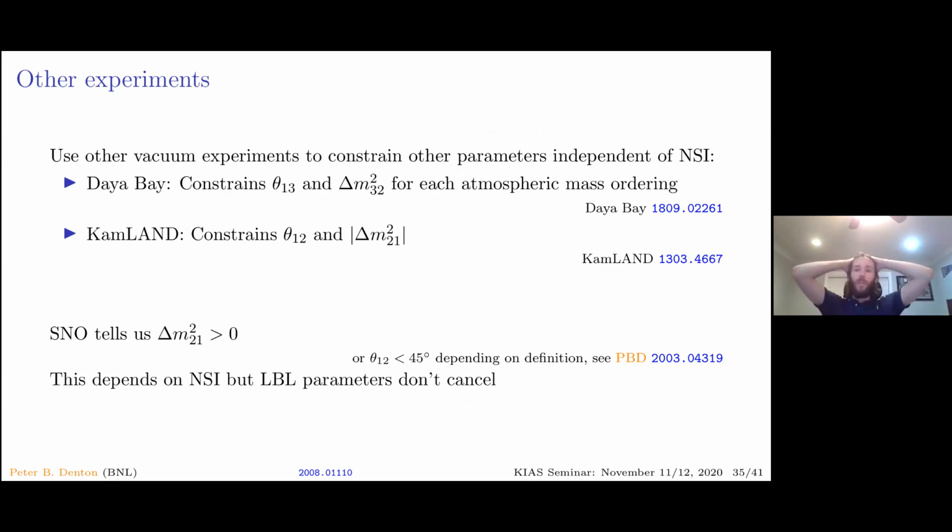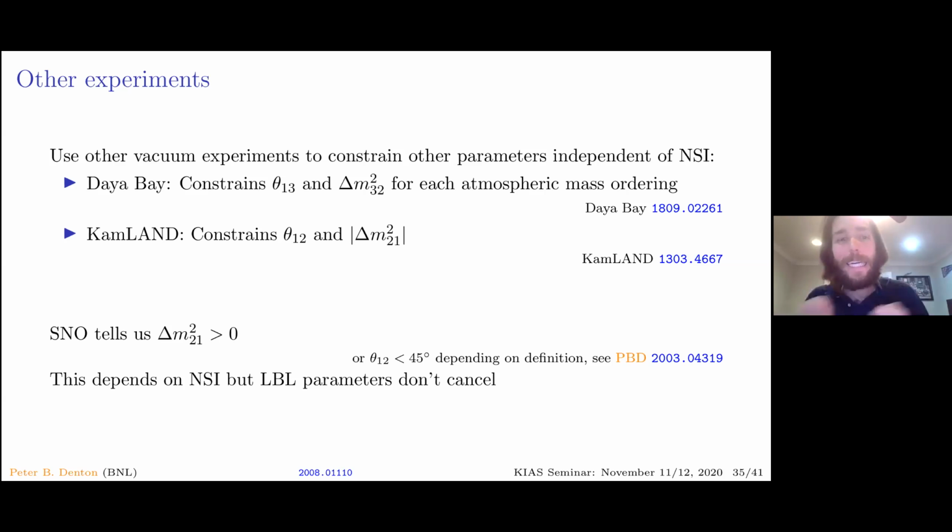Now, this alone is not enough. You cannot really extract the oscillation parameters you want from any one experiment. You need inputs from other experiments. You always do. So you need to constrain theta 1,3 from something else. We use the Daya Bay measurement because Daya Bay is in vacuum and it's quite precise, so non-standard interactions won't affect this. And then for theta 1,2, we use KamLAND, which tells us theta 1,2 and delta m squared 2,1.